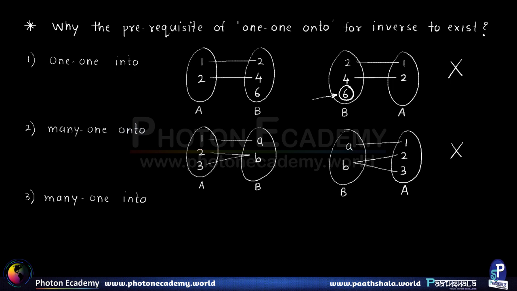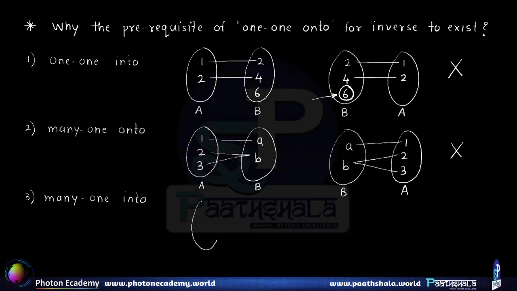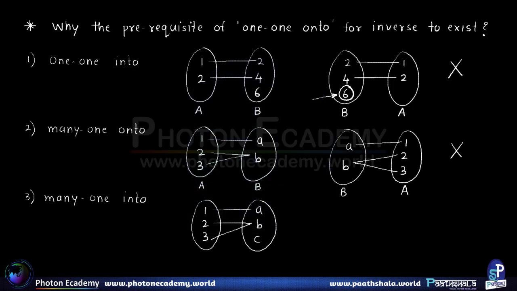And lastly let us consider the case of many 1 into. So here you have 1 2 3 and let's say here we have A B C. Here we see that it is many 1 because once again 2 and 3 map to B, and there is an element C which is unmapped in the second set. So this particular function is of the type many 1 into.